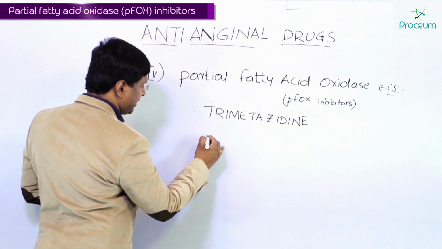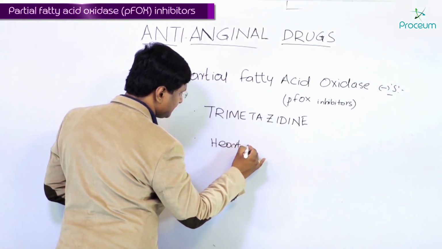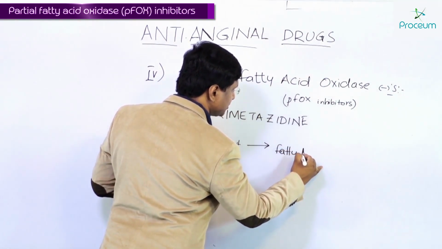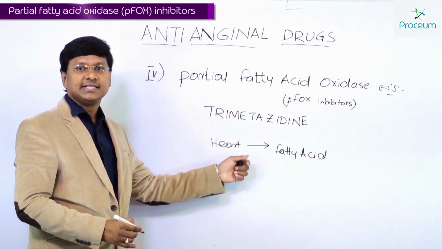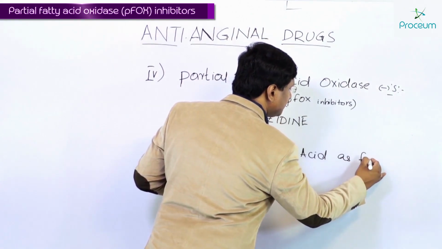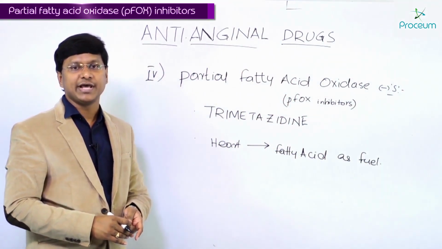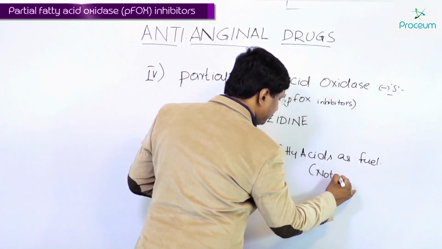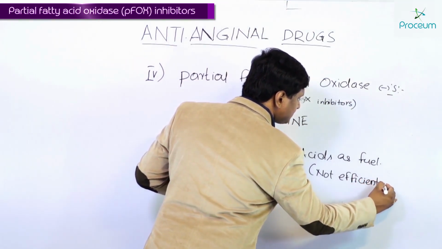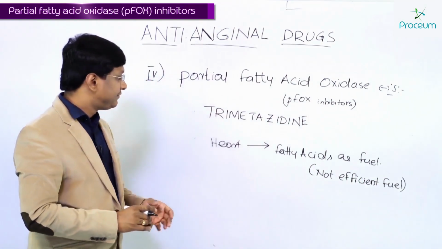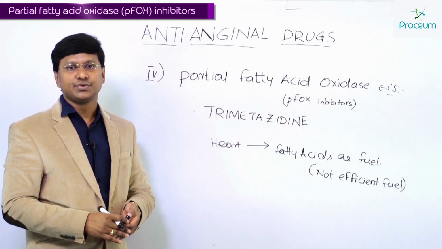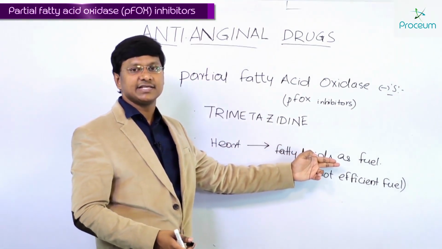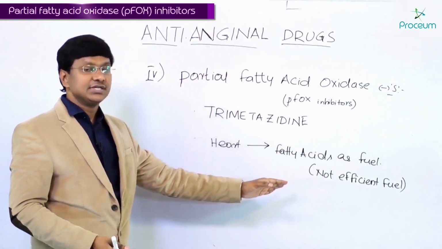Normally, if you take our heart, the heart will utilize fatty acids as a source of energy, as fuel for its requirement. But the problem here is that these fatty acids are not efficient fuels for the heart. So what you try to do is divert the heart, instead of utilizing the fatty acid, to utilize the glucose.